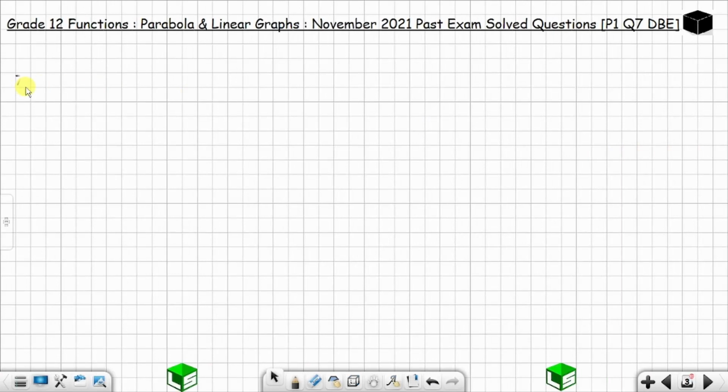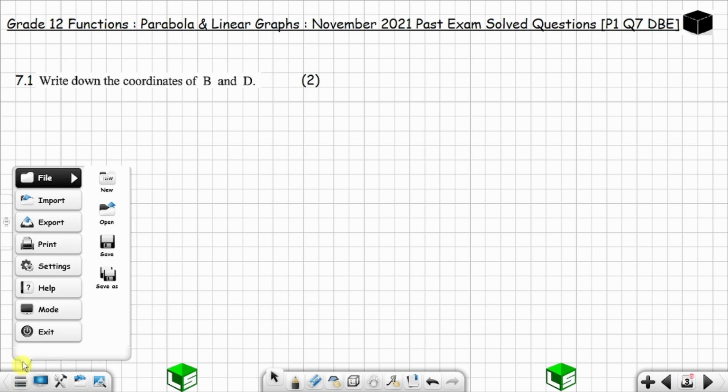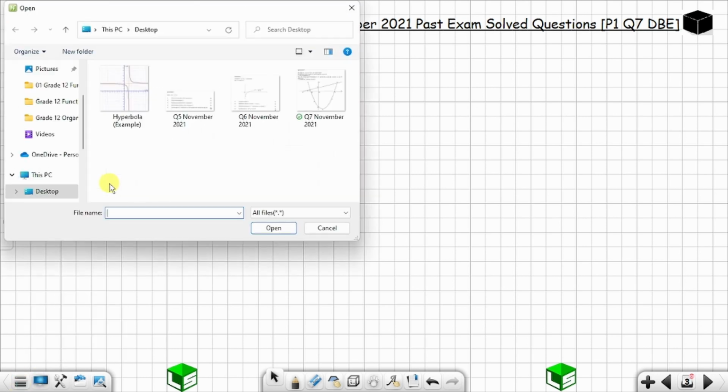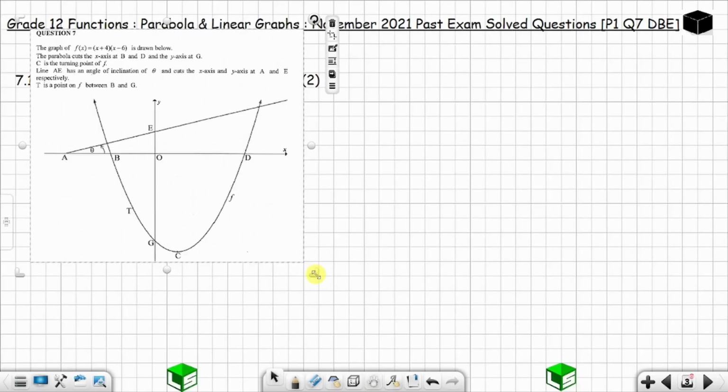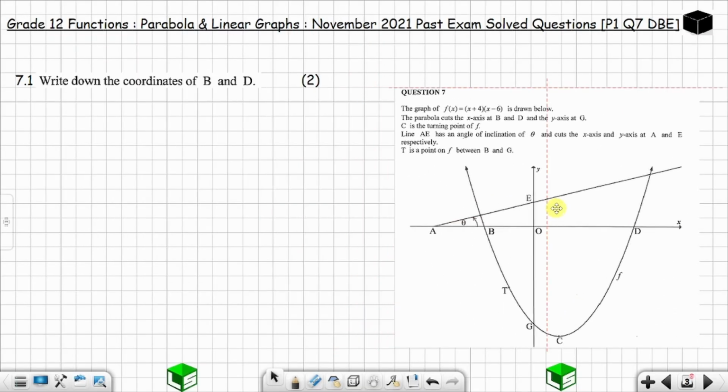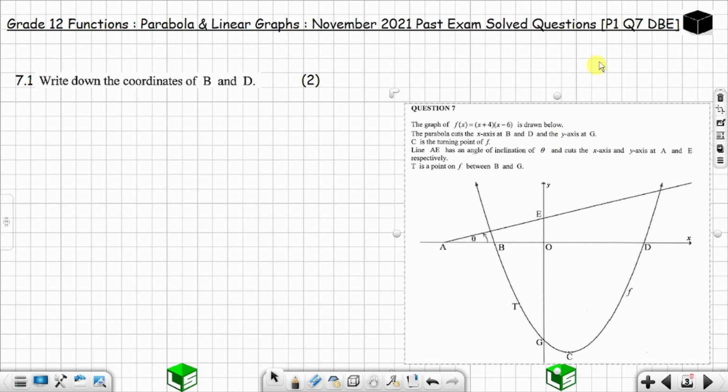So we start with 7.1. This is the question: write down the coordinates of B and D. And this question is 2 marks. Let me get the question again. So this is question 7 from November 2021. We are still doing questions from DBE November 2021 past exam. This is the question, question 7.